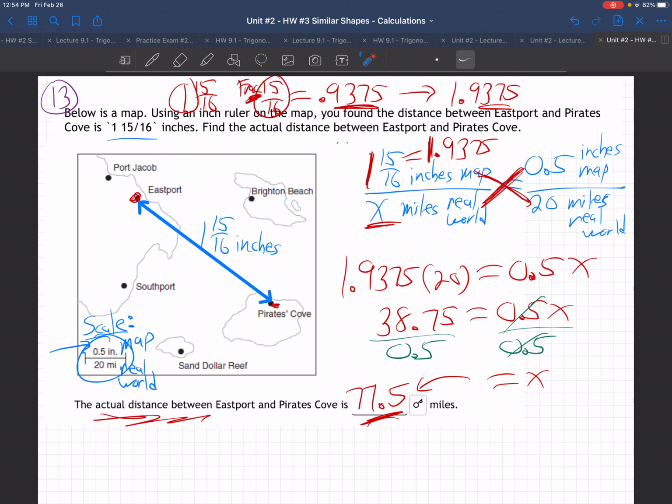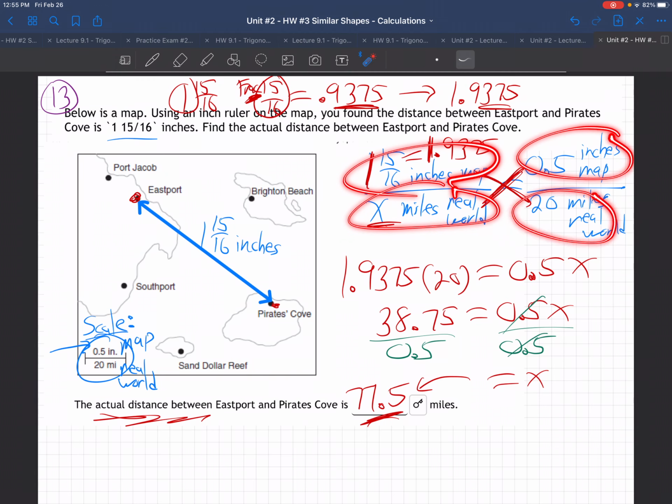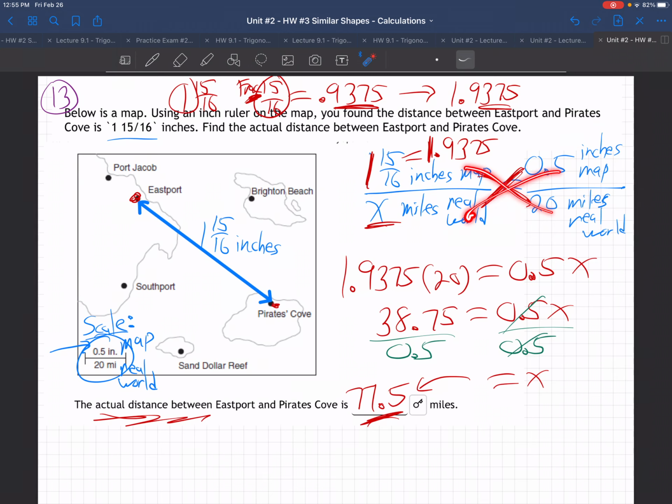How'd we do that? We use the scale. This tells us that 0.5 inches on the map corresponds with 20 miles in the real world. We measured this on a ruler. They told us we got 1 15/16 inches. So 1 15/16 inches on the map is X miles in the real world, like 0.5 inches on the map is 20 miles in the real world. Cross multiply, solve for X, just had to convert 1 15/16. Just divide 15 divided by 16. You get 0.9375, put the 1 back in front, and there we go.